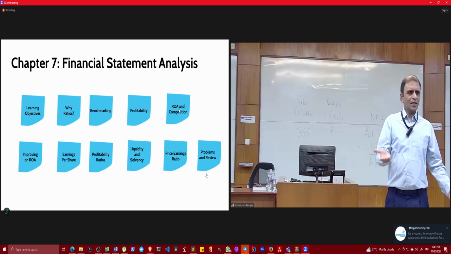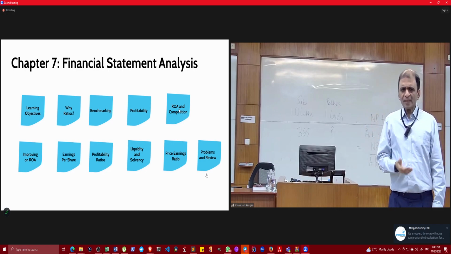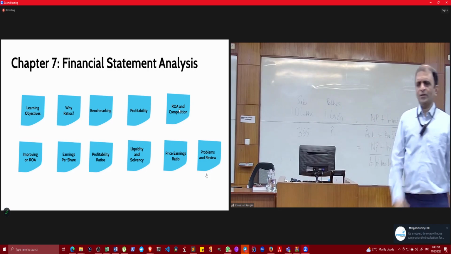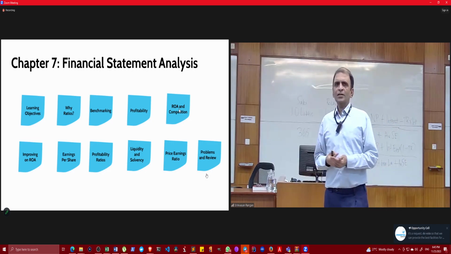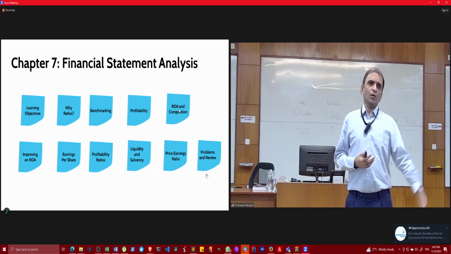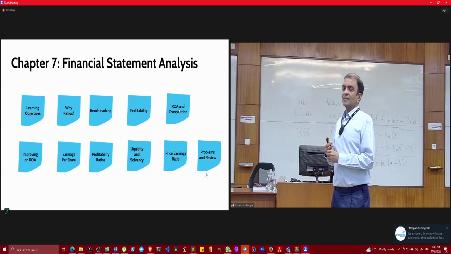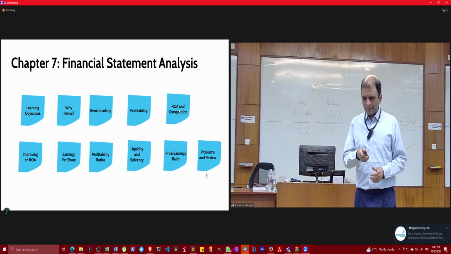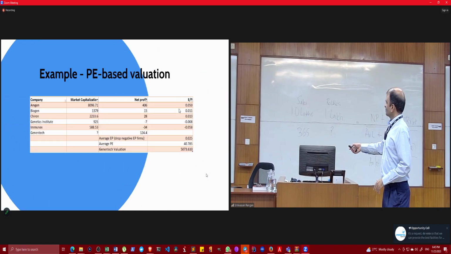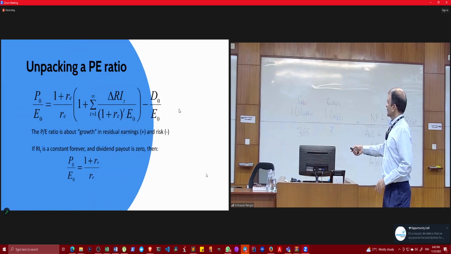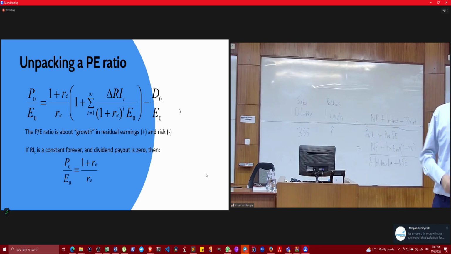PE ratio is price per share divided by earnings per share. What does a PE ratio measure? That's where my slides come in, which I won't cover in the interest of time. The bottom line is PE ratios are indicators of two things. One is your expected growth in profits, and the second, a negative effect, is the riskiness of the firm. Formally, if I show you that equation, it may be a little scary. So that's the equation for a PE ratio, and it will take a while for me to unpack it.